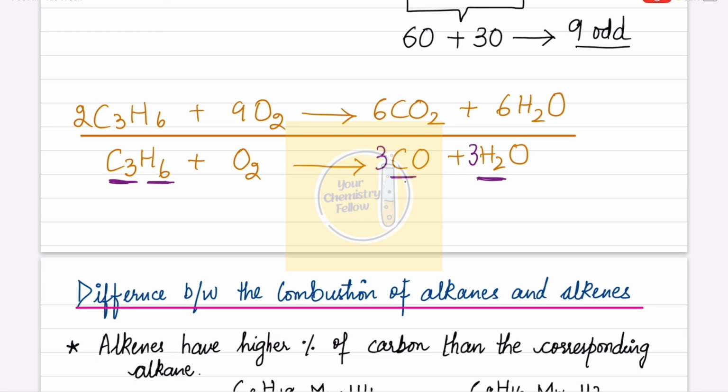Now look for the total number of oxygen atoms on the product side. 3 from carbon monoxide and 3 oxygen atoms from water molecules. Total makes 6 oxygen atoms on the product side. As there are 6 oxygen atoms on the product side, which is an even number, I will simply add half of this even number with the oxygen molecule on the reactant side. It will be 3 oxygen molecules on the reactant side. Now the equation is balanced.